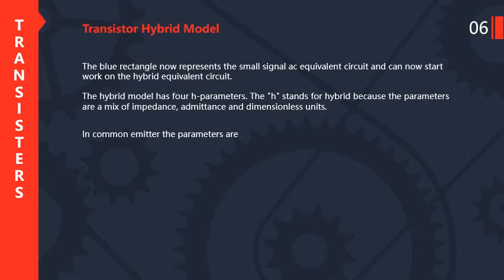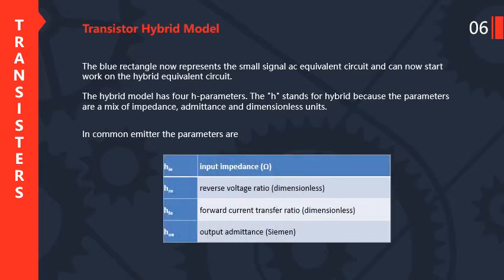In common emitter, the parameters are HIE. The first parameter is called input impedance, in ohm. Second is HRE, reverse voltage ratio. This is dimensionless. Third is HFE, forward current transfer ratio. This is also dimensionless. And fourth is HOE, output admittance in Siemens.